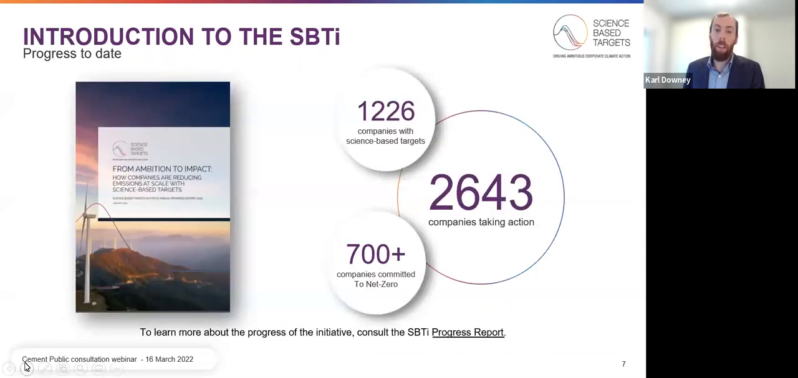We've made good progress so far. We have over 1,000 companies already setting science-based targets, and well over 2,000 committed to set targets in the near future. And we've already reached what is a key milestone for us, which is a critical mass of over 20% of high-impact companies setting targets in many sectors and regions. So SBT, science-based targets, are becoming mainstream, which is our aim.